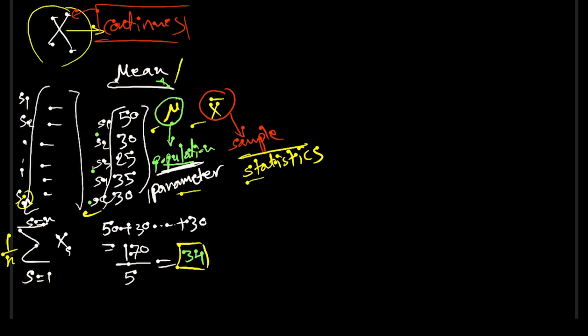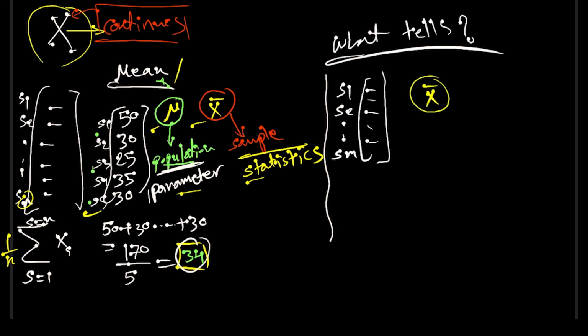Next thing I wanted to share with you, what does this number tell you? If a new subject happens to come to this list, the assumption is that its value will be taken by the value of x bar. In other words, I expect its value to be 34. That's why you can call it the mean or the expected value.